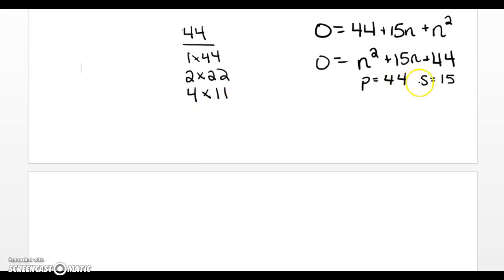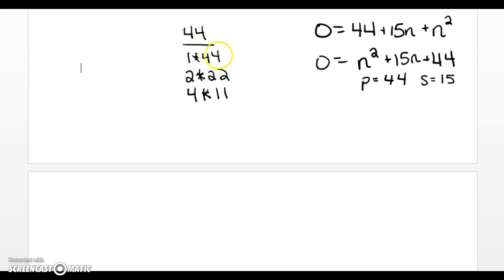So then you want to look, you have a positive product, so either both have to be positive or both have to be negative. And here your sum is positive, so all of your numbers here are going to be positive. So if we were to add up these numbers, one of those pairs should add up to 15.